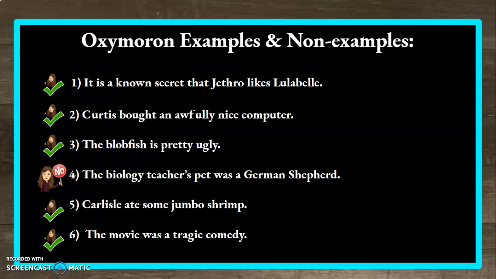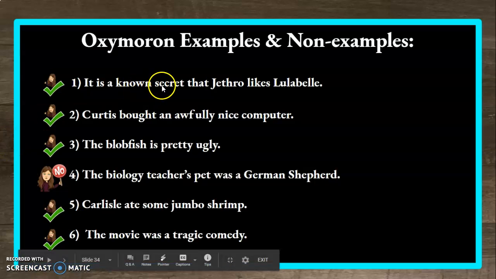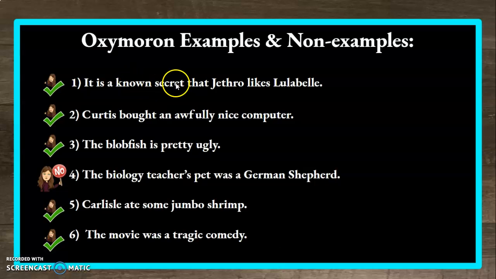Okay, number 1 is an oxymoron. And the reason why is because this phrase, known secret. Secrets are not supposed to be known. So when we put the word known in front of secret, this makes it an oxymoron. 2 completely contrasting ideas or opposite ideas.